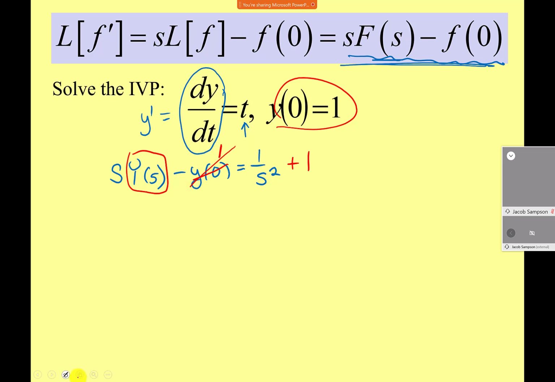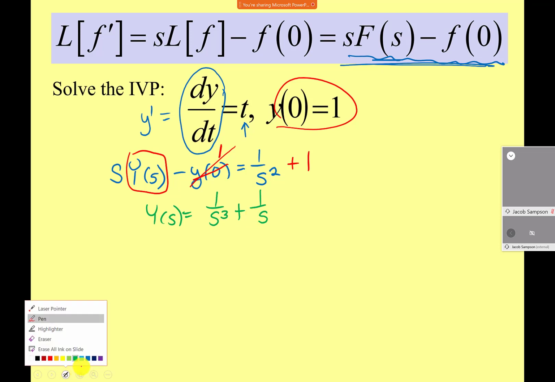And then I need to divide everything by s. So y of s is going to be 1 over s cubed plus 1 over s. So I divided the other side by s, and I just did it to each term. Okay, once you have y of s by itself, you're ready to do the inverse transform to bring it back into our world, and it will be the solution.